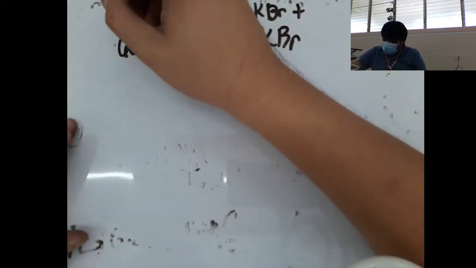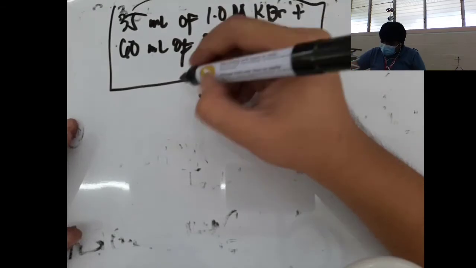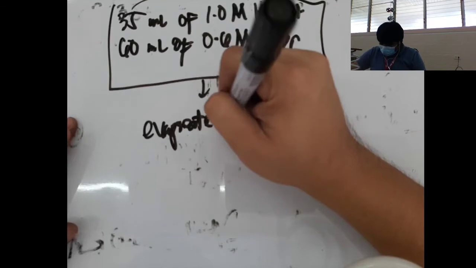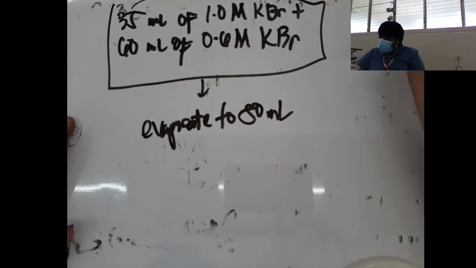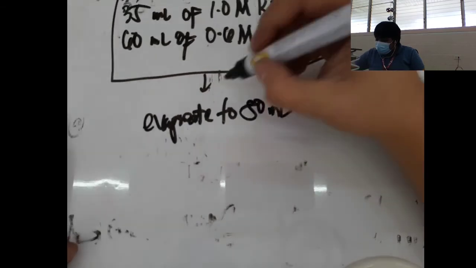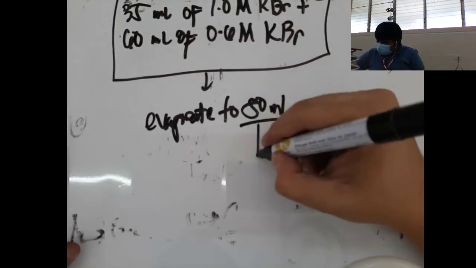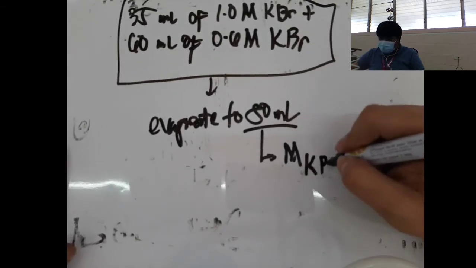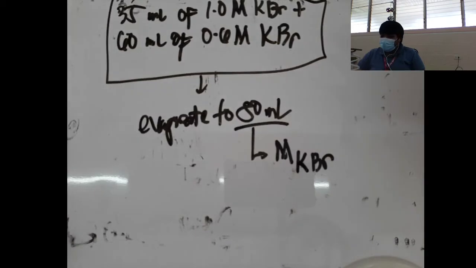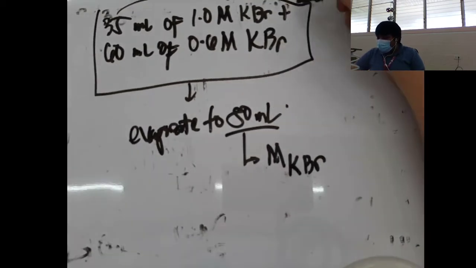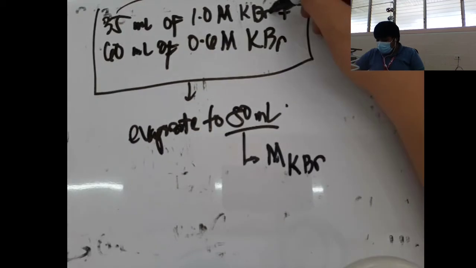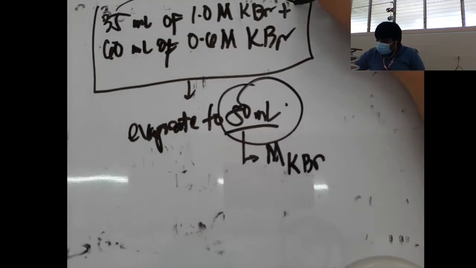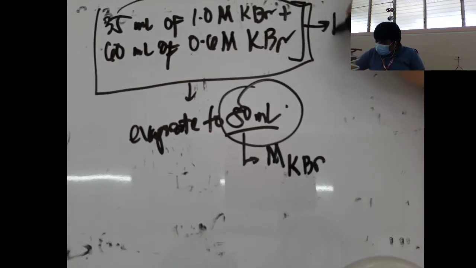So this was combined together and allowed to evaporate to 50 ml. Okay, so what does that mean? That means the 50 ml solution of KBr will have a new molar concentration. So how do we know the molar concentration of this one? Since we already reduced the volume, we did not change the number of moles of KBr. So the number of moles of KBr in this 50 ml of our solution is the total number of moles of the KBr here.